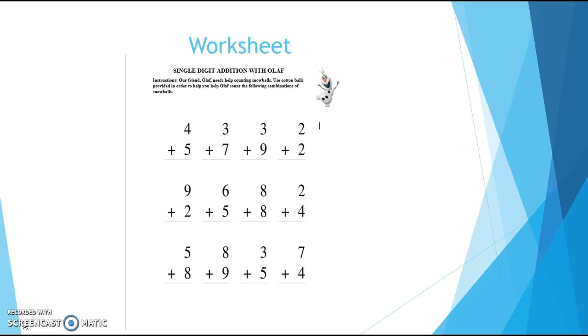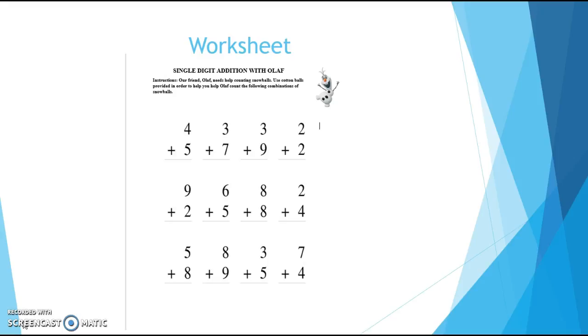This is an image of the worksheet that I actually made and used with my students. As you can see, it's a very simple worksheet, and I made it fun by simply adding an Olaf to the top right corner. The name of the worksheet is Single Digit Addition with Olaf, and the instructions are: our friend Olaf needs help counting snowballs. Use cotton balls provided in order to help Olaf count the following combinations of snowballs. As you can see, the problems are also very simple, and it is very easy to portray these problems with the use of cotton balls.